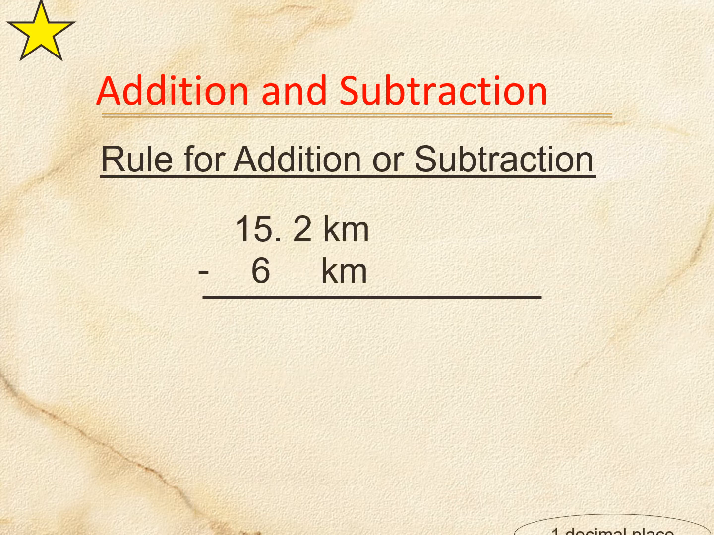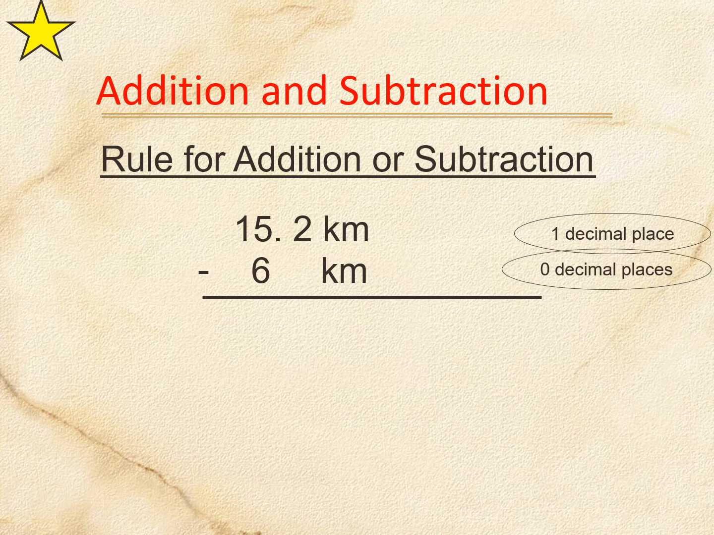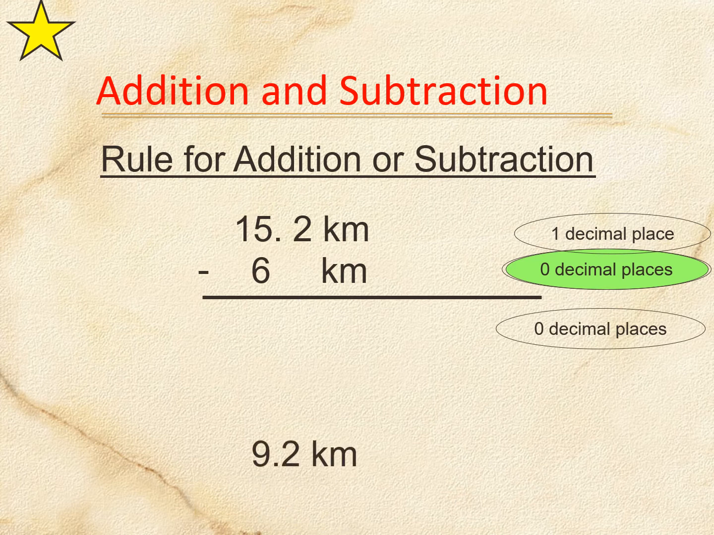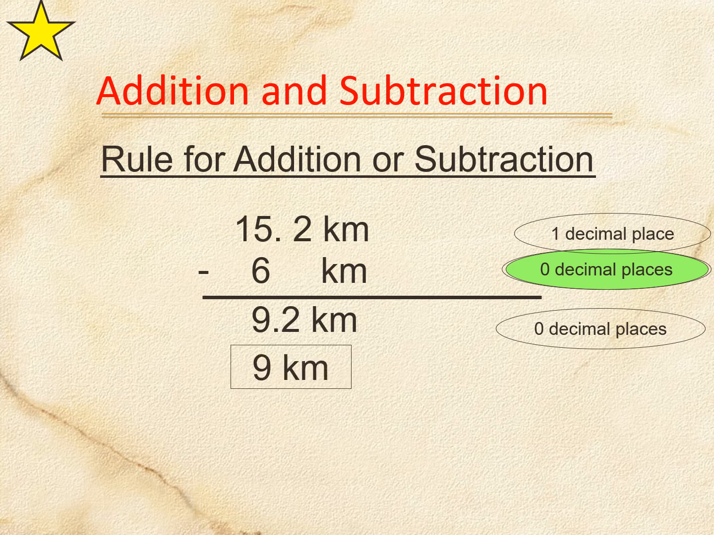15.2 minus 6, 1 decimal, 0 decimals. So you're going to round to 0 decimals. When you do the math, you get 9.2. So you round: you start with a 9, that 2 is going to stay, makes the 9 stay a 9 because the 2 is not 5 or greater, so 9 kilometers.